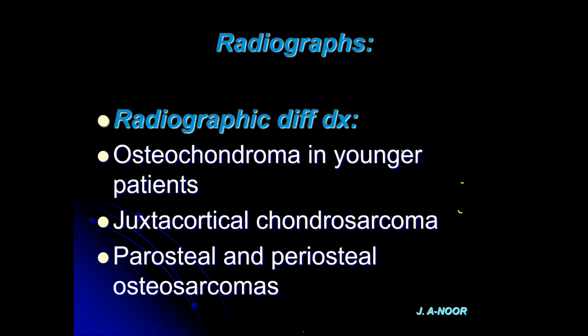Osteochondroma in a young patient is the radiographic differential diagnosis, along with juxtacortical chondrosarcoma, parosteal and periosteal osteosarcomas. These should be kept in mind because they all appear on the surface of bone. They arise from the cortex and periosteum. If you look at the parosteal osteosarcoma, it arises, but there is a clear zone. It does not penetrate into the medullary cavity.